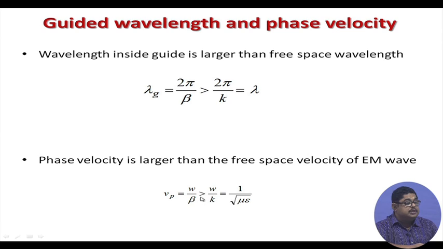Also, the phase velocity, you see we are showing here why it is so. Actually, for TEM mode beta is equal to k, that we have already seen, and in TE mode the phase constant beta is less than this wave number k. So we get that lambda g, the guided wavelength, is greater than the free space wavelength. Similarly, for phase velocity, for the same reason, phase velocity is larger than this.